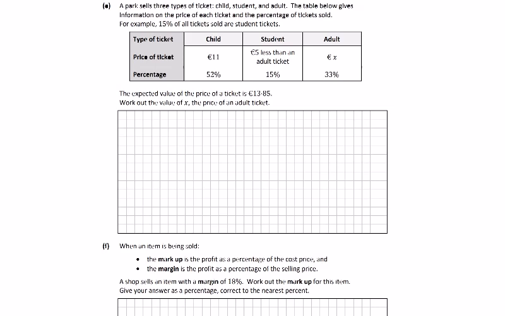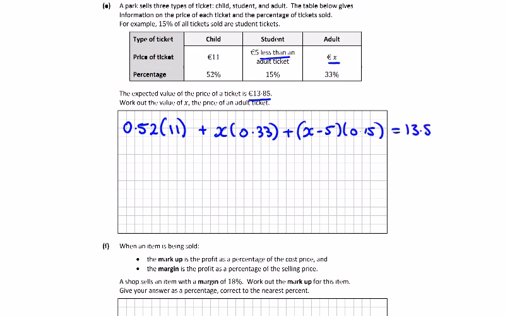Here we have an expected value question coming in at Leaving Cert. The expected value of this is 1385, so we have a 52% chance of selling a child's ticket. So 0.52 times 11 plus, and we have x by 0.33, and then the middle one, €5 less than an adult ticket, so that's x minus 5 by 15% chance of selling those, and that expected value adds up to 1385. Strange question to throw in at this point, but let's simplify it down.